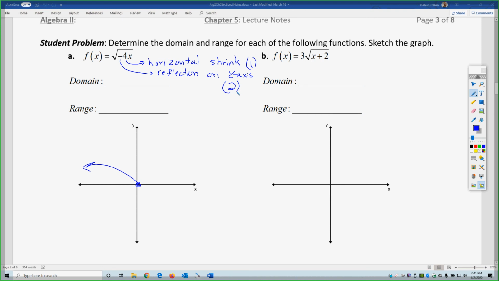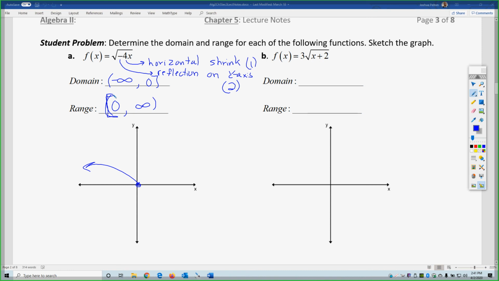All right, so our domain, the highest it can be is 0, and it goes to negative infinity. In my range, the lowest I can be is 0 and it goes to positive infinity, but we can be 0, so that's going to be a box. Okay. All right, next one, domain and range.